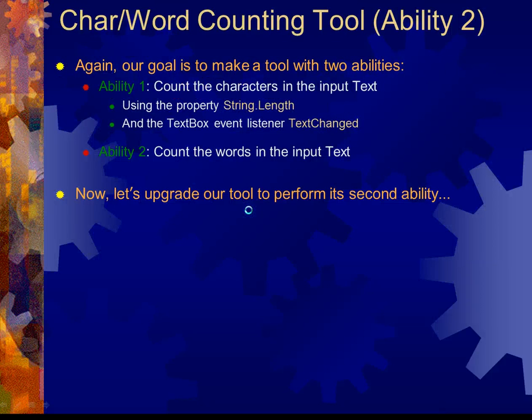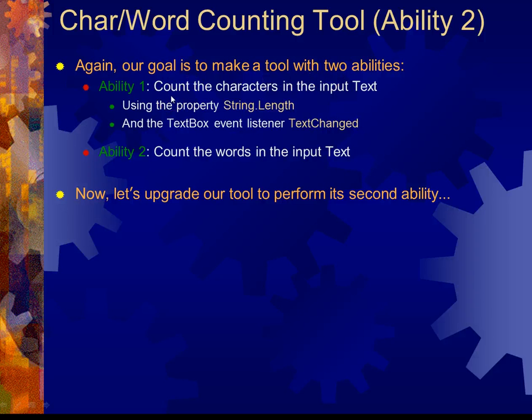Okay. So we have one more to do. Ability 2 is to count the words. Okay? So let's read what he says. Again, our goal is to make a tool with two abilities.